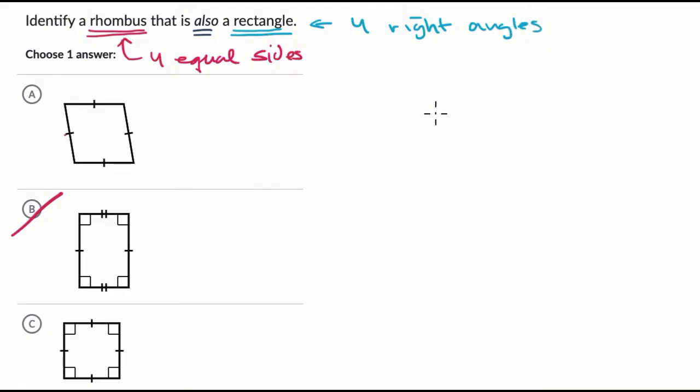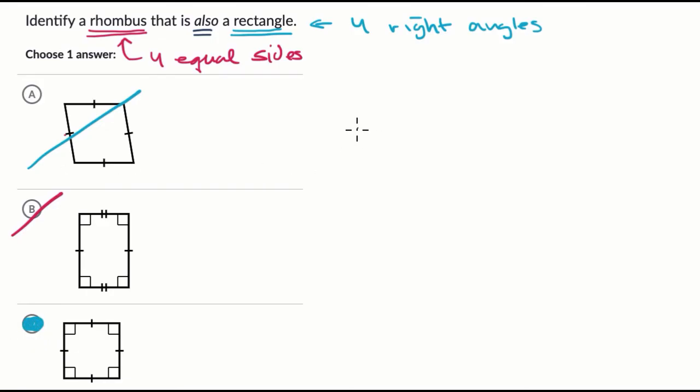Now you could also say you have 2 pairs of parallel sides, but it turns out if you have 4 right angles, you're going to have 2 pairs of parallel sides. So choice A right over here does not meet the constraint for a rectangle. We need to meet both of them, so we're going to rule this one out. A is a rhombus, but not a rectangle. B actually is a rectangle, but not a rhombus. And C is both. You have 4 equal sides and you have 4 right angles. So I'm liking choice C.